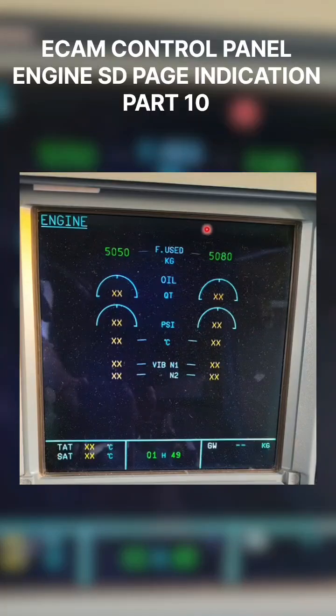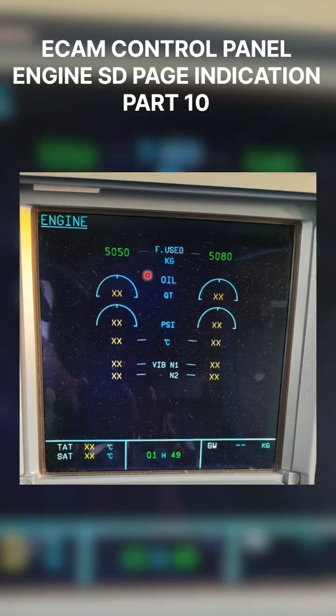Hello friend, in this video we'll discuss the ECAM control panel engine SD page. Once you press the engine page on the ECAM control panel, on the lower ECAM this engine page will pop out. So this is your engine page. Right now almost all the information is crossed amber because FADEC is not energized. We'll discuss the FADEC in another chapter, and now we'll discuss the first indication.